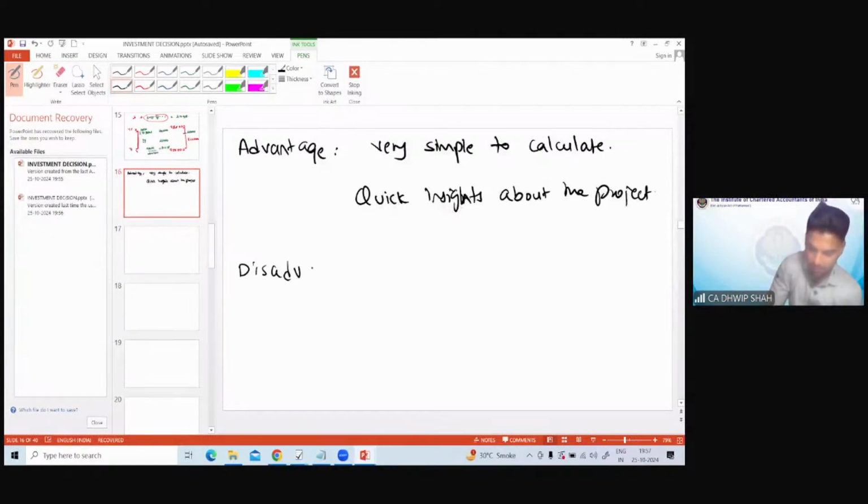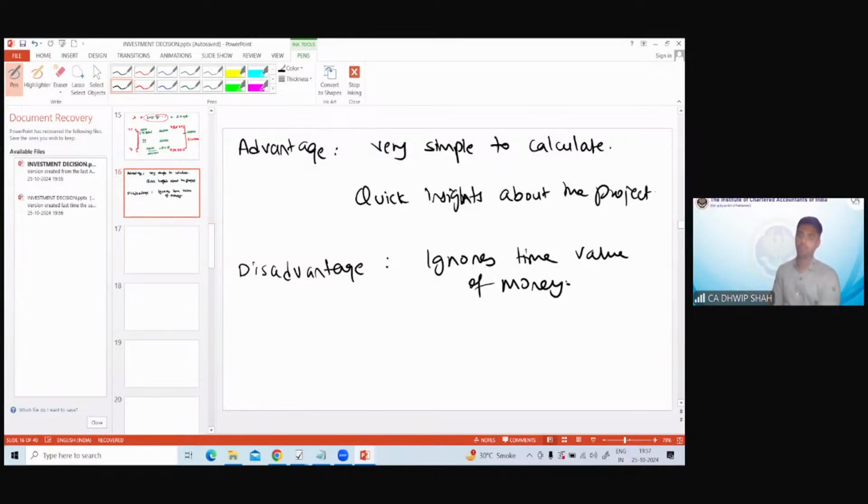Disadvantage number 1: ignores time value of money. According to payback period, worth of 9 lakh at the end of year 6 is worth 9 lakh today also, which is not correct. It is ignoring that. Can anyone tell me what is the other disadvantage of payback period?